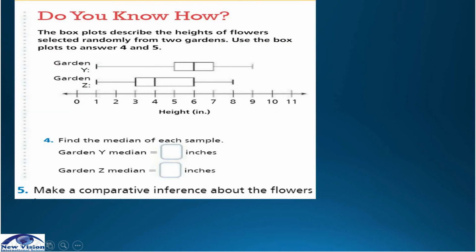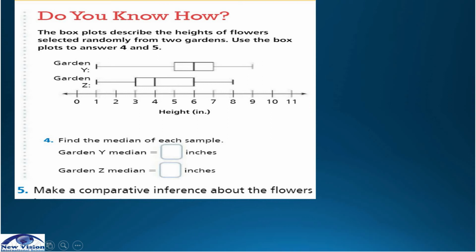Okay, so let's proceed. Can you open your textbook on page 332? So the first one here, do you know? Okay. So the box plot describes the heights of flowers selected randomly from two gardens. You have garden Y and you have garden Z. So use the box plots to answer question number 4 and question number 5.